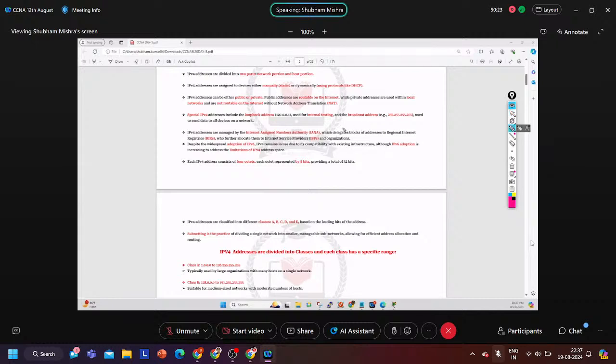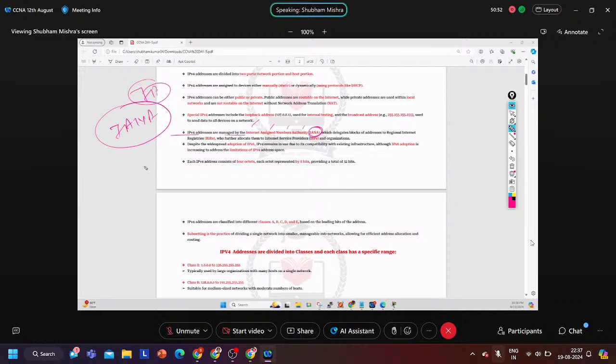Now, IP addresses are managed by IANA. IANA stands for Internet Assigned Numbers Authority, which is an organization. You can remember this one if you want. Basically this organization manages the IPv4 addresses globally.